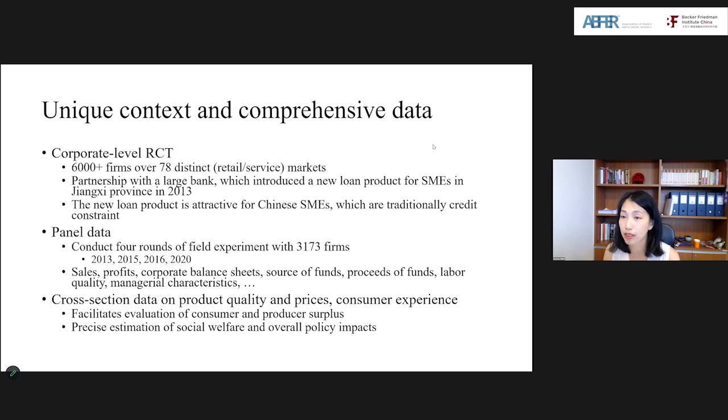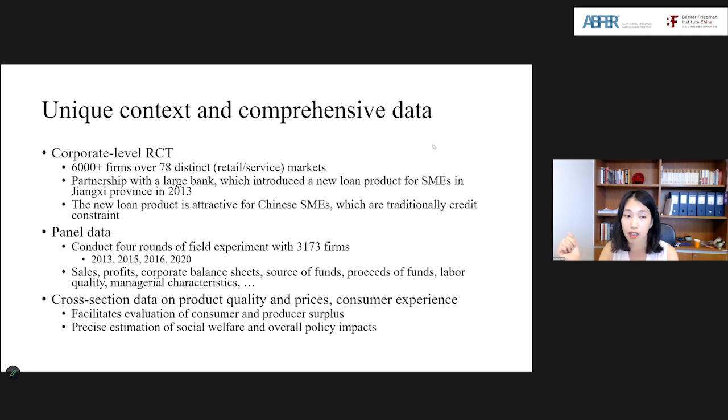And the loan product is very attractive for Chinese small and medium enterprises. We all know that small and medium enterprises have difficulty accessing finance and are traditionally credit constrained. So this provides a perfect context to evaluate access to finance. And the corporate level RCT is relatively rare, and even more rare for small and medium enterprises. If you look into the size of the loan, it's much larger, around 80,000 US dollars. So compared to the microfinance offered in the existing literature, this is a very large loan, especially in the context of an RCT.